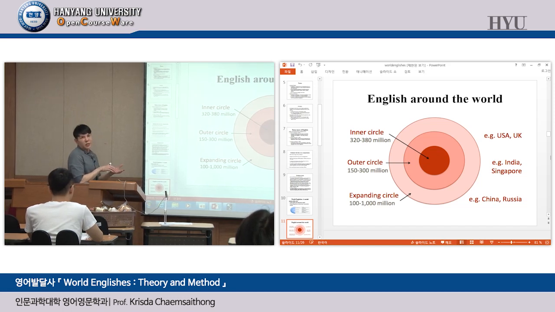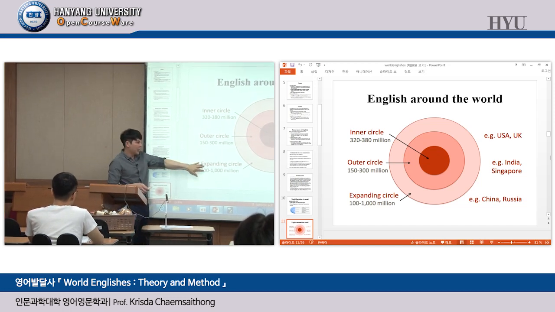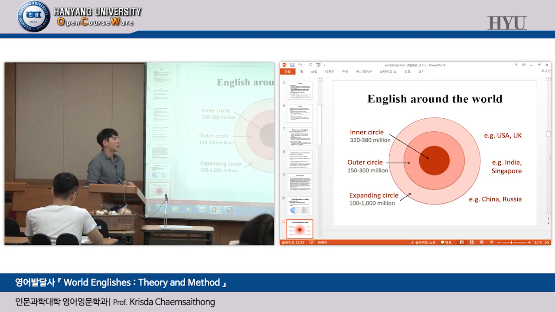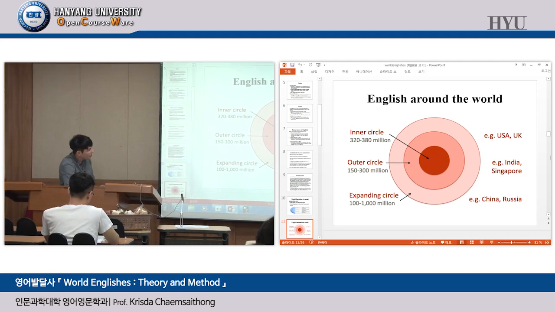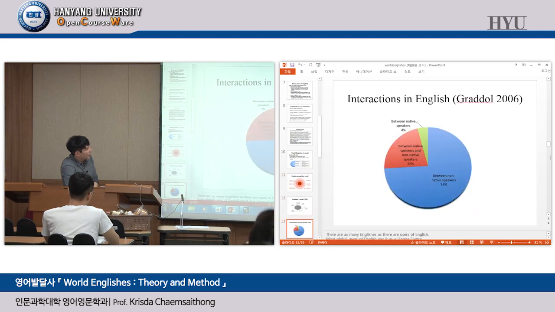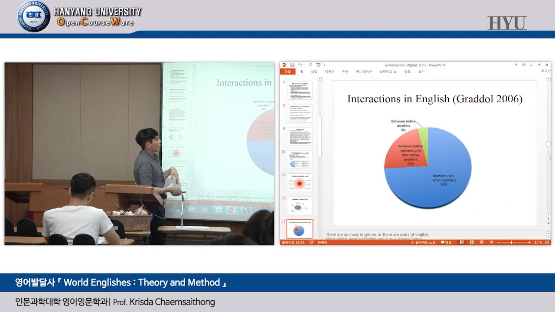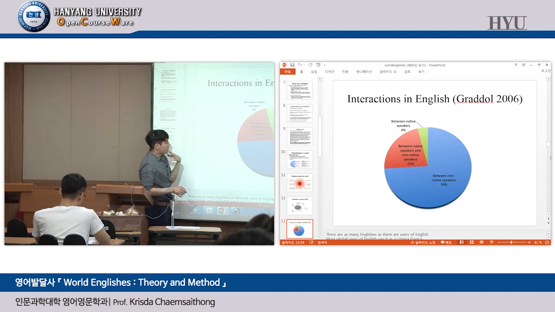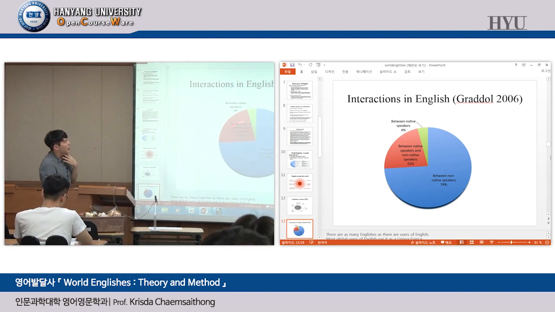So what group might be the most important group? Of course, it has to be the expanding circle, because you have a much higher number than the inner circle. Let me show you this one before we go back.